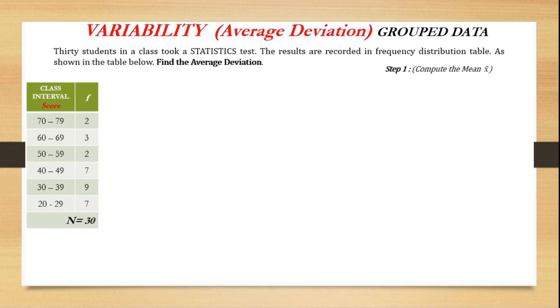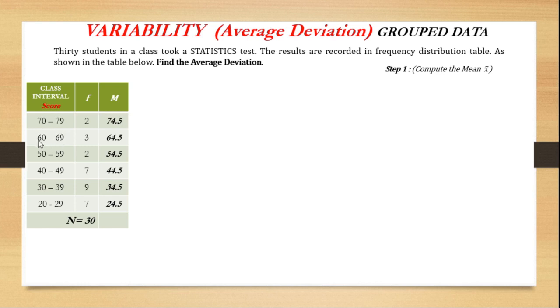The first step that we need to do is to compute the mean. But in order for us to compute the mean, we need to identify first the midpoint. How to find the midpoint? If our class interval is 70 to 79, just add 70 plus 79, divide it by 2. That gives us a midpoint of 74.5.